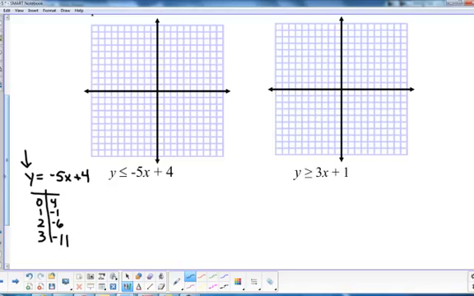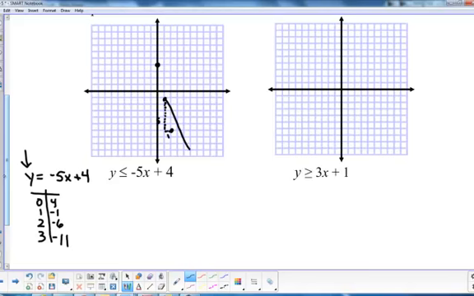All right, so 0 gives 4. 1 gives negative 1. 2 gives negative 6. And the other one's not going to fit. And again, you can even look at your slope, because you're going down 5 over 1, if you want to keep doing that also. All right, so we're going to connect.